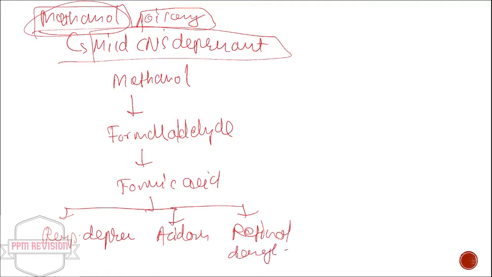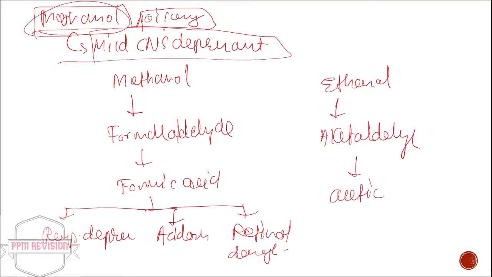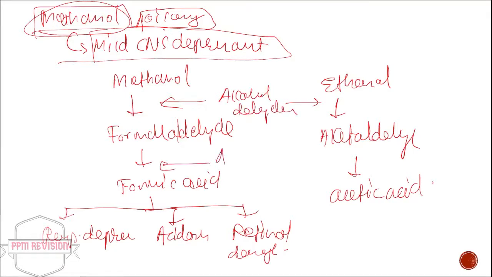Okay, on the other hand, if you look at ethanol as well, ethanol is converted to acetaldehyde and then to acetic acid, just as we saw earlier. So in both places we have alcohol dehydrogenase. Here as well there's alcohol dehydrogenase.